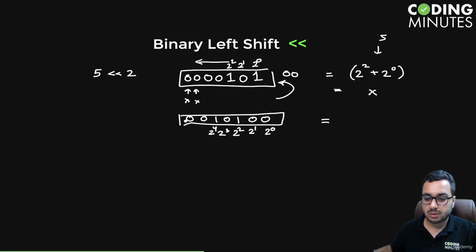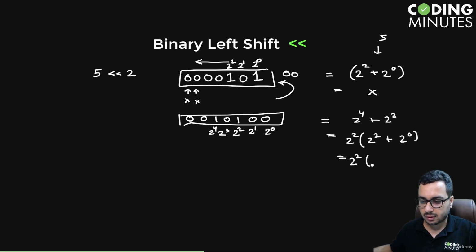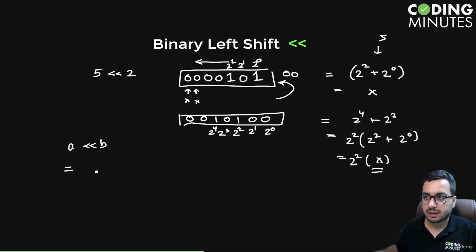Now if I talk about this number, what is this number? It is nothing but 2 raised to the power 4 plus 2 square. If you take 2 square common, what are you left with? You're left with 2 square plus 2 raised to the power 0. So that means it is 2 square times the original number x. Basically, doing a left shift by 2 has multiplied that number by 2 square. So basically a left shift b will multiply a with 2 raised to the power b. This is what I'm trying to say.